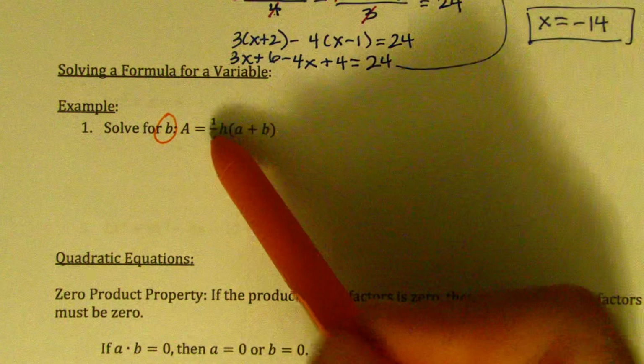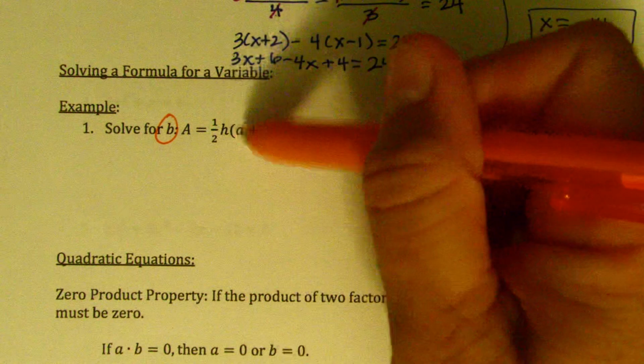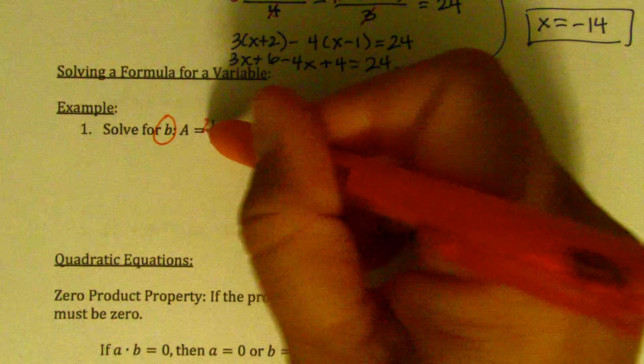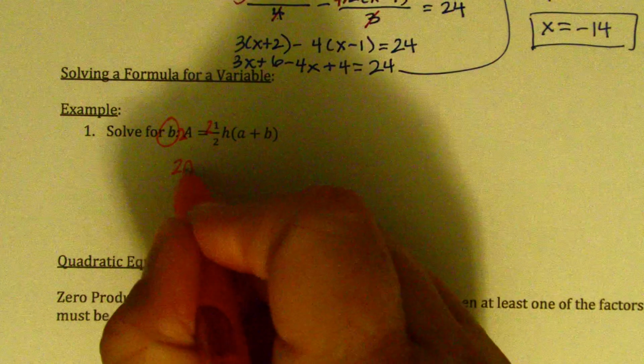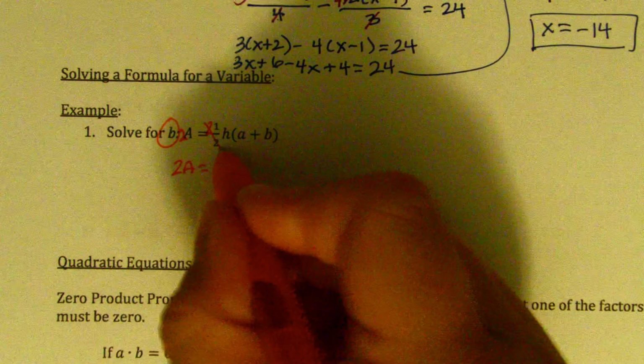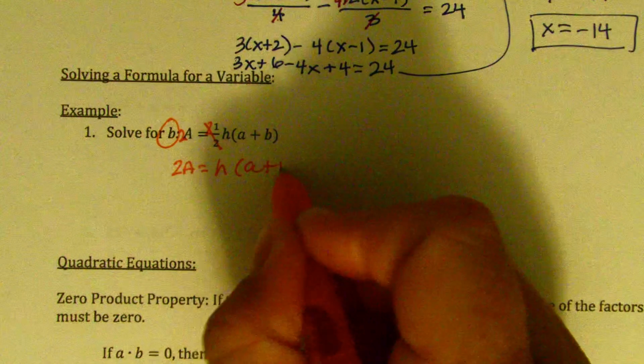Now the first thing I'm going to try and get rid of is this 1/2. And the way I can get rid of a 1/2 times the rest of this is to multiply both sides by 2. So on the left side, I have 2A. On the right-hand side, the 2 and the 1/2 cancel out, and I'm left with h times a plus b.